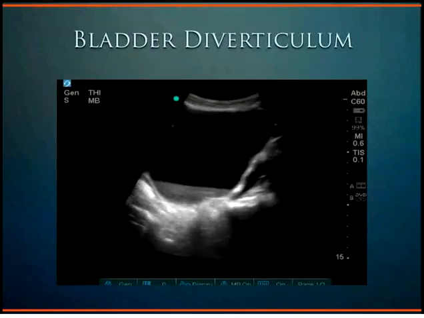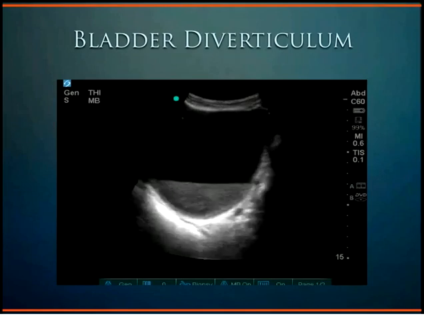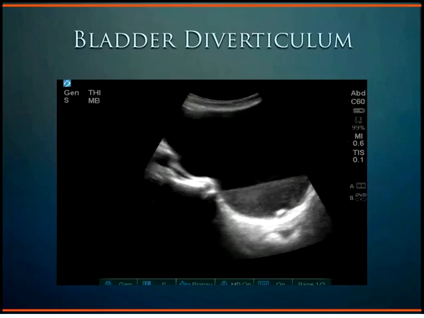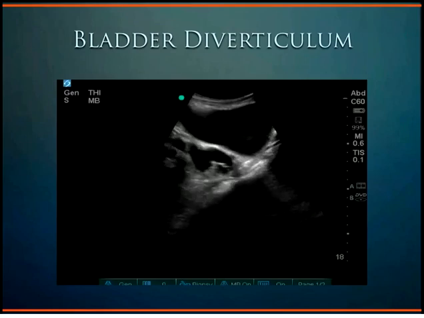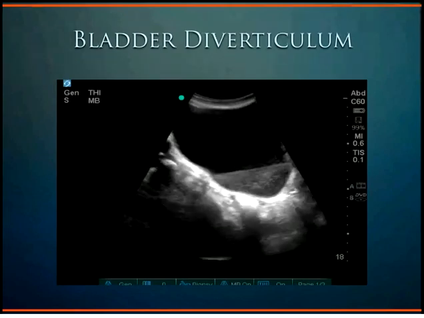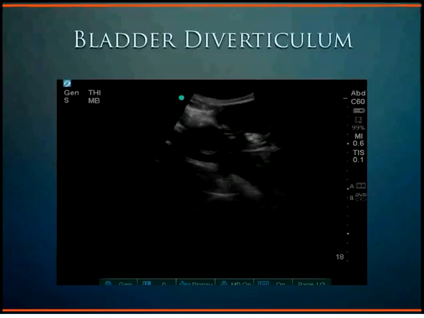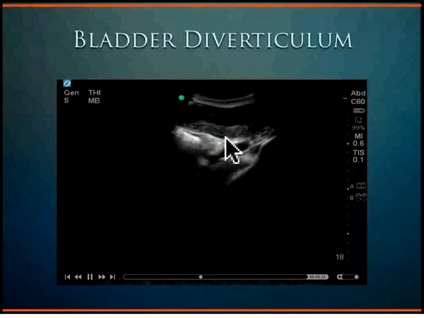This example here is a 56-year-old male with chronic urinary tract infections. He presented with abdominal pain, fever, and vomiting. A bladder ultrasound was done which initially showed what appeared to be a large, abnormally shaped bladder. However, upon further scanning, this initial object turned out to be a large bladder diverticulum that was adjacent to and confluent with the urinary bladder, which itself had a very thickened wall.